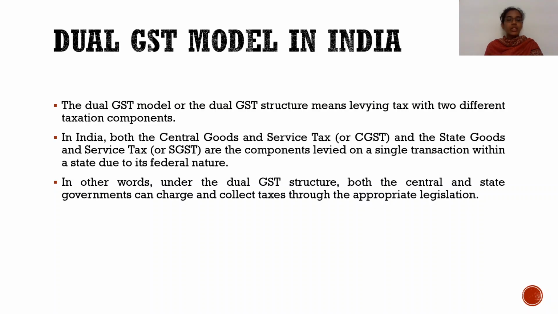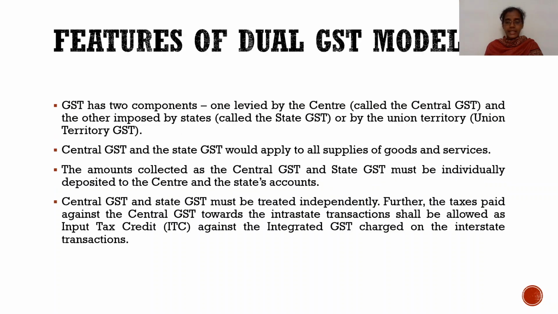In other words, under the dual GST structure, both the central and the state government can charge and collect taxes through their appropriate legislation. What are the features of the dual GST model? First, GST has two components. As we have seen, one is CGST and the other is SGST or UTGST.